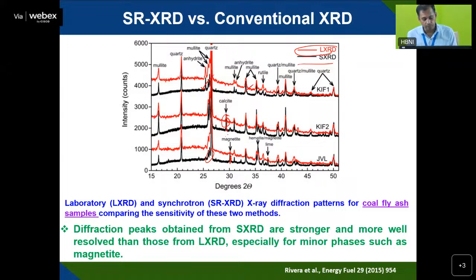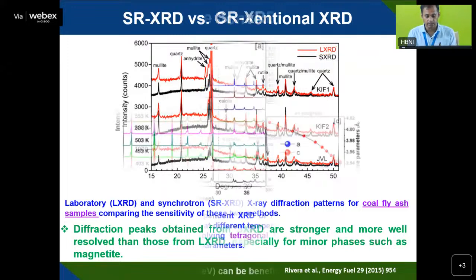So diffraction peaks obtained from synchrotron XRD are stronger and better resolved than those from laboratory XRD, especially for a minor phase such as magnetite. This magnetite is a small phase, and you can see it in the synchrotron XRD, but it was not clearly visible in conventional XRD.